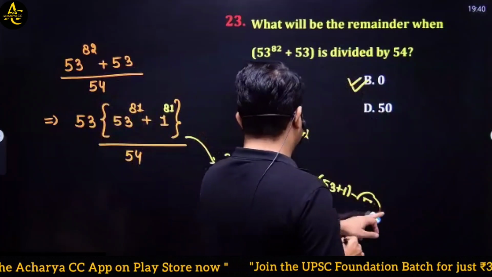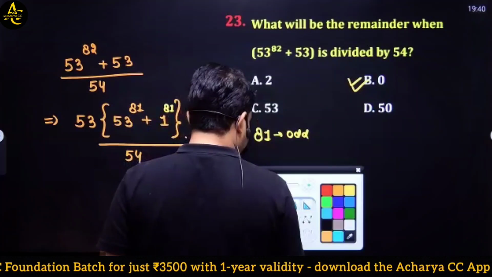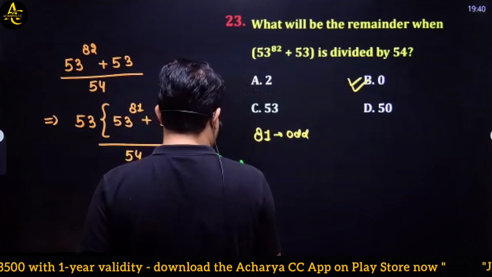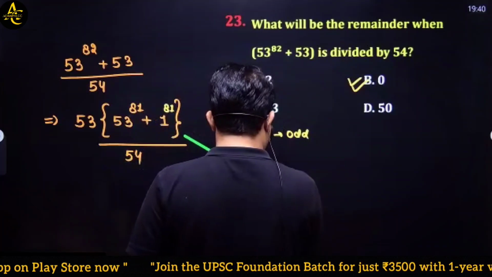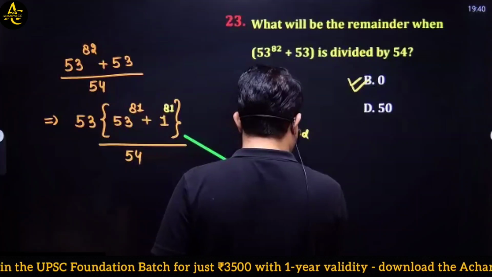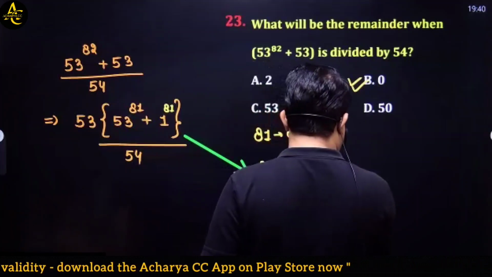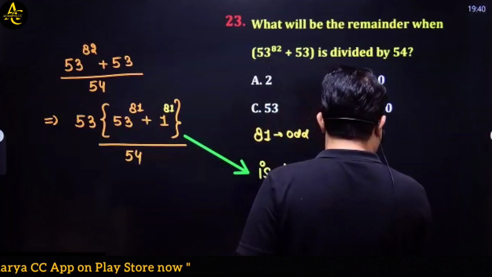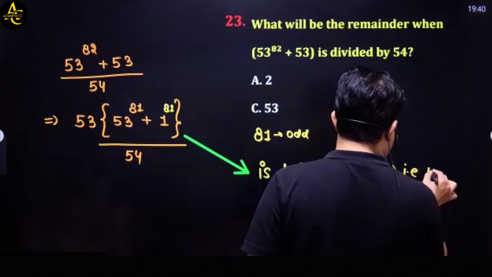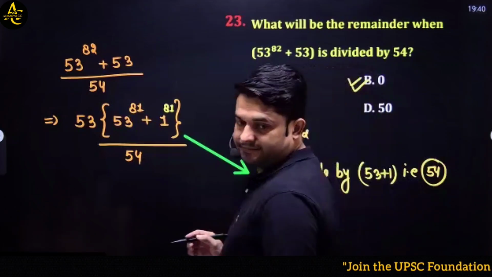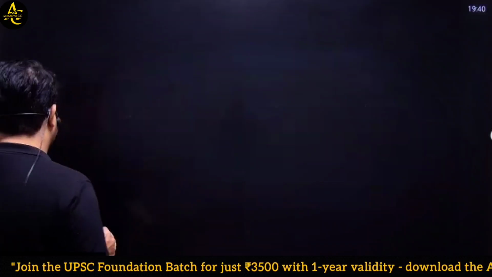Tell me, is it clear to you? Please tell, is this question clear to all of you? Reply fast. It is divisible by 53 plus 1, that is 54. Clear? Okay. Another example for you.